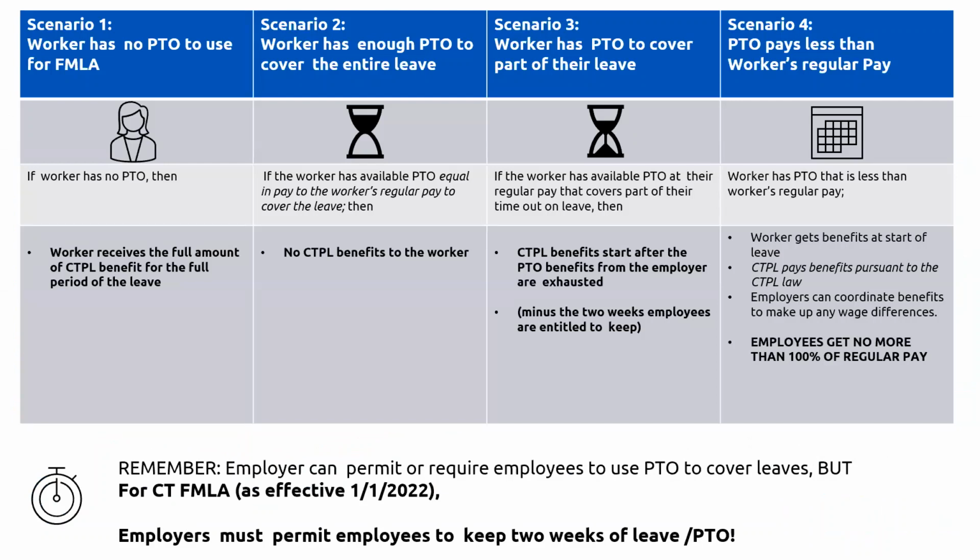Okay, so what we have here are 4 different examples to provide you with further education as to how to coordinate, say, PTO with Connecticut paid leave. So scenario number 1, the worker has no PTO to use for Connecticut paid leave. So the worker would receive the full amount for the full period of leave. So say, for example, they were approved for 8 weeks of leave and there's no PTO. The employee would receive the full benefit of Connecticut paid leave for the 8 weeks that they were out.